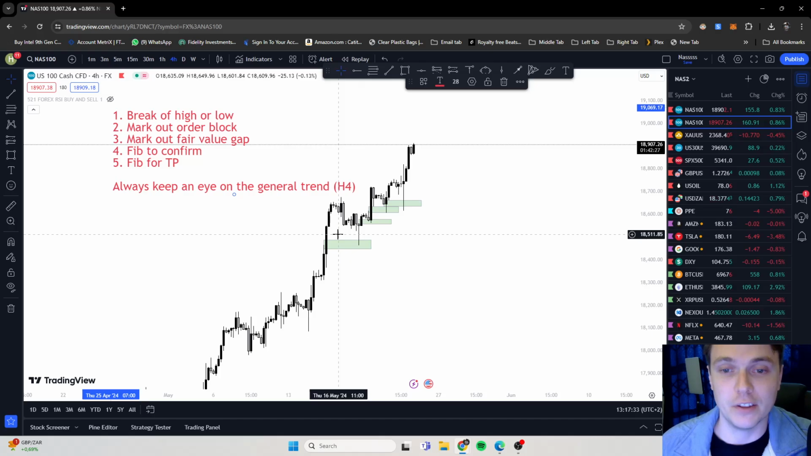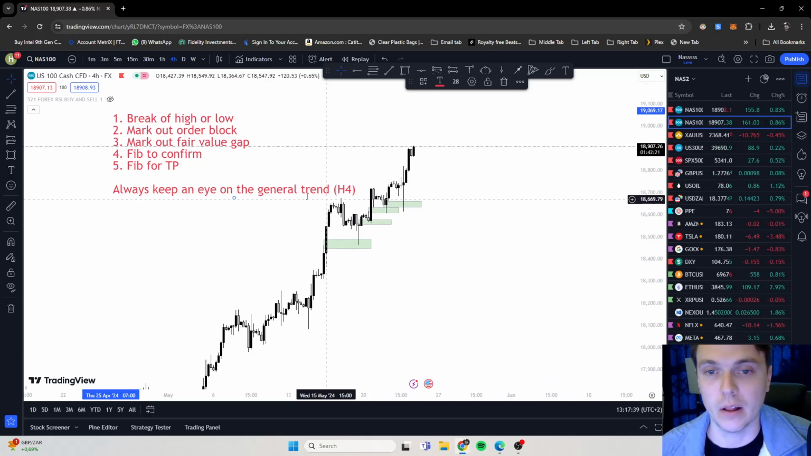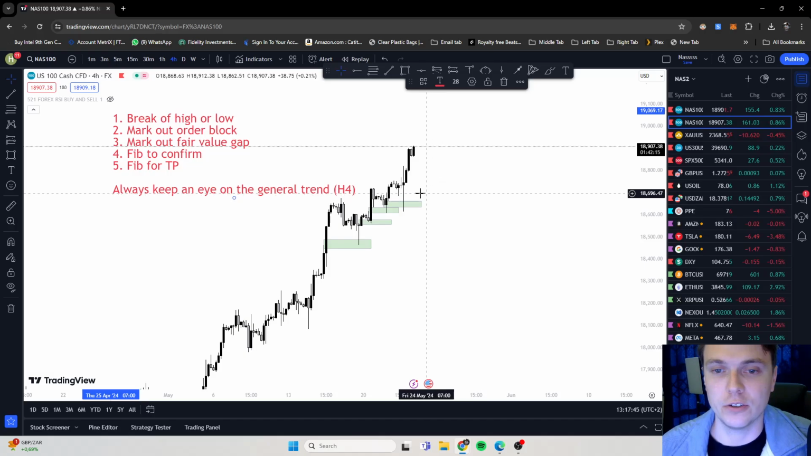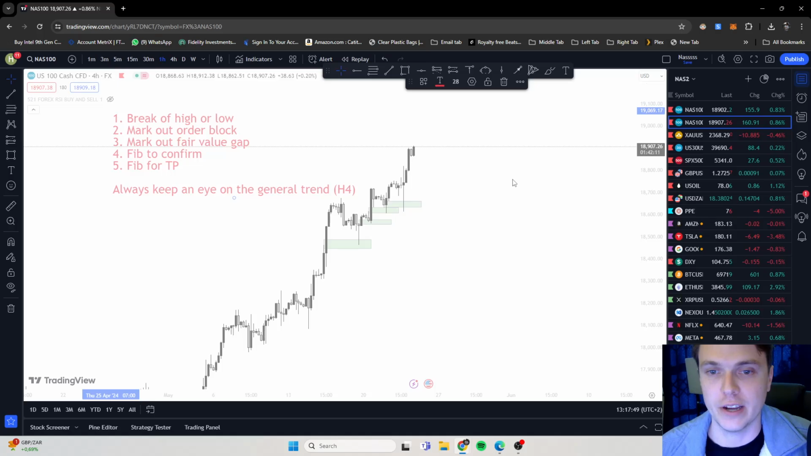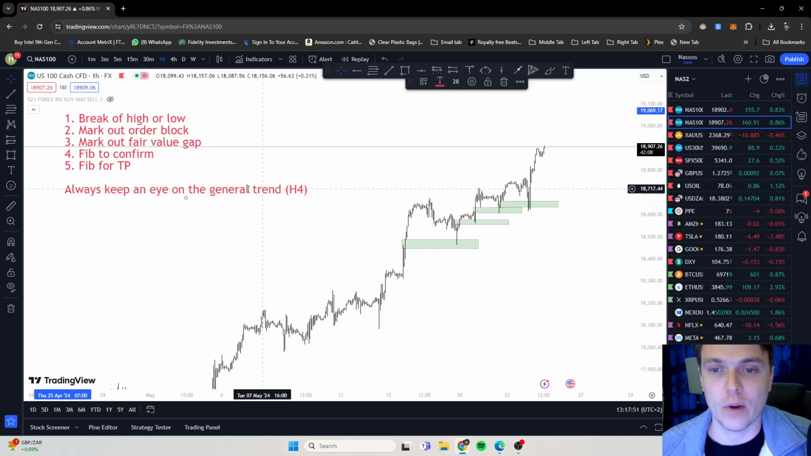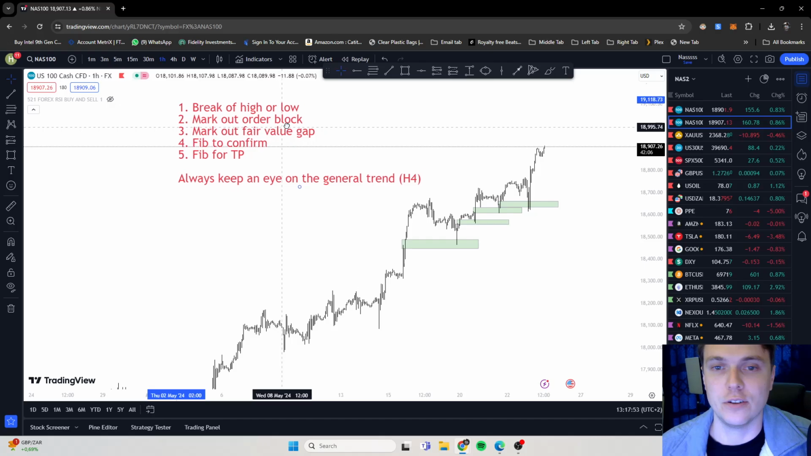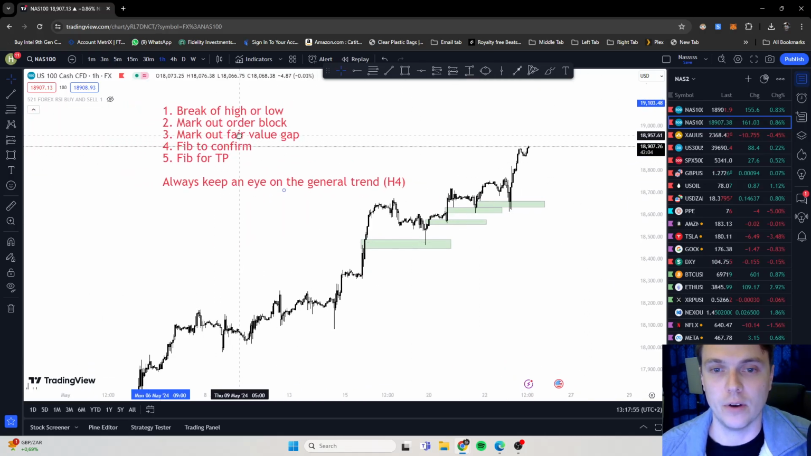But in terms of this, we're going to look at bullish trades because NASDAQ is very bullish. Stocks are doing well, crypto is doing well, NASDAQ, everything is just doing well. So we're going to keep an eye on the 4 hour. That's why I say always keep an eye on the general trend, just to know what direction we're going to look for trades in. I usually trade on the 1 hour and the 30-minute, and then I do love to go down onto the 1 minute for a snipe entry.